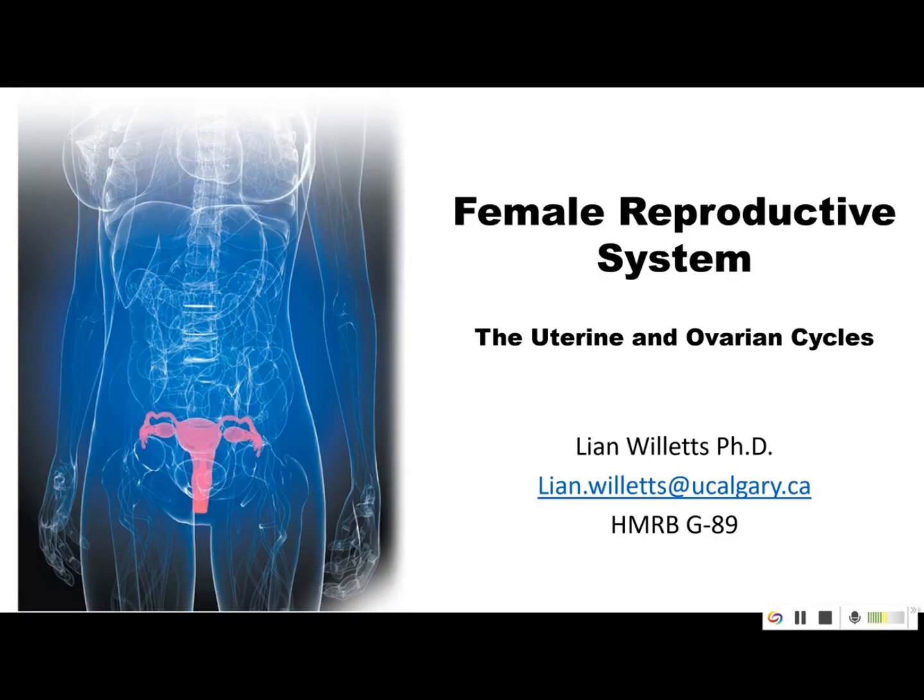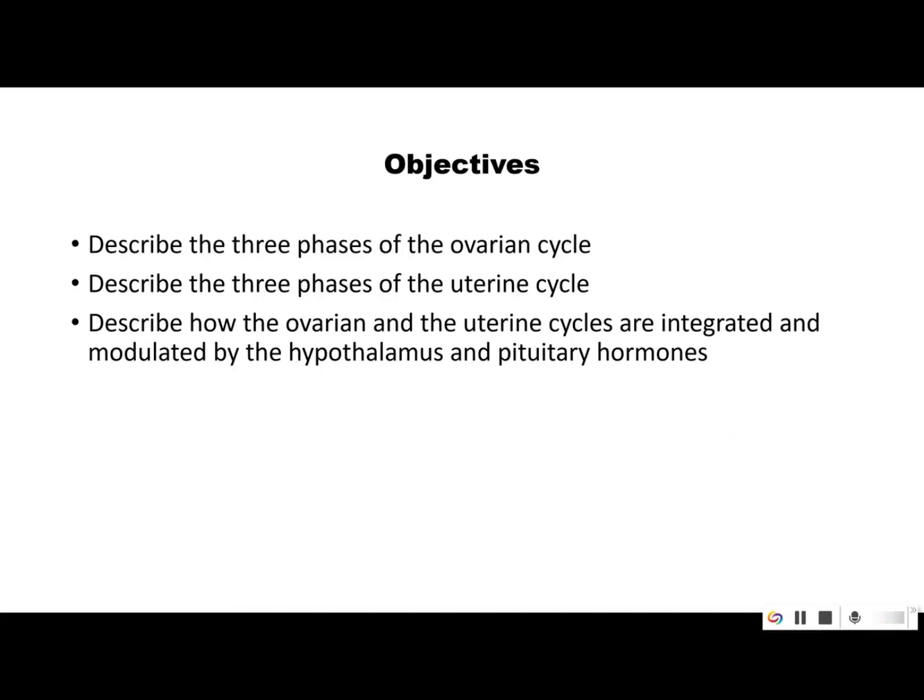Female reproductive system: the uterine and the ovarian cycles. At the end of this podcast, a competent student should be able to describe the 3 phases of the ovarian cycle, to describe the 3 phases of the uterine cycle, and to describe how the ovarian and the uterine cycles are integrated and modulated by the hypothalamus and the pituitary hormones.